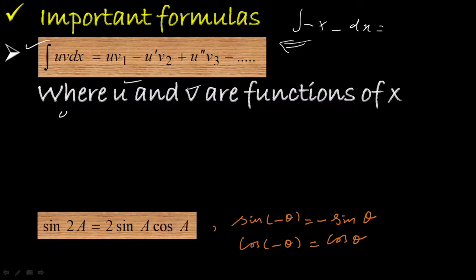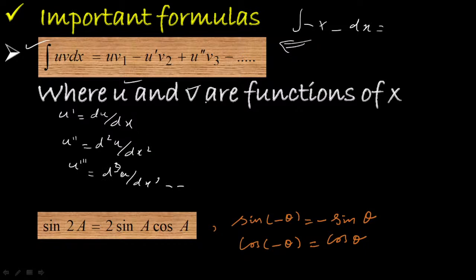Here u dash represents the first derivative of u, that is du by dx, and u double dash represents the second derivative of u, that is d square u by dx square, and u triple dash represents the third derivative of u, that is d cube u by dx cube, etc. So u dash, u double dash and u triple dash are successive derivatives of u, whereas v1, v2 and v3 are successive integrals of v.